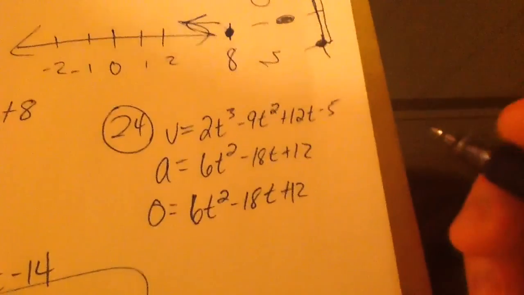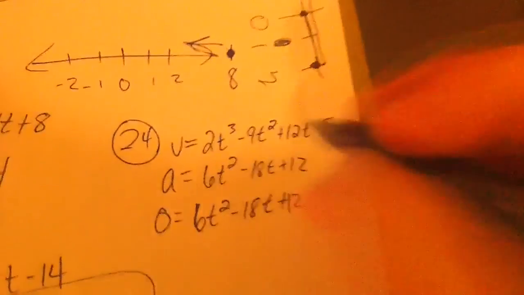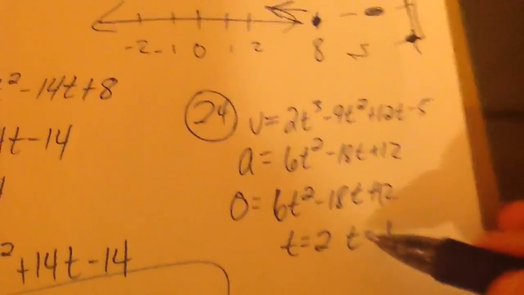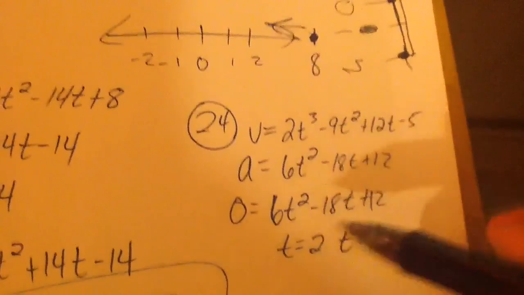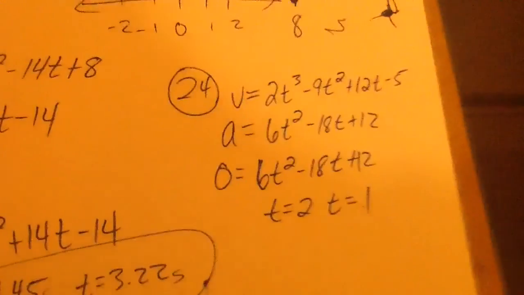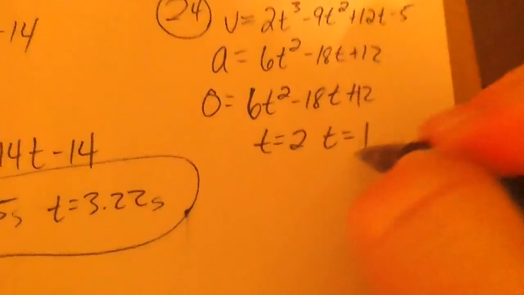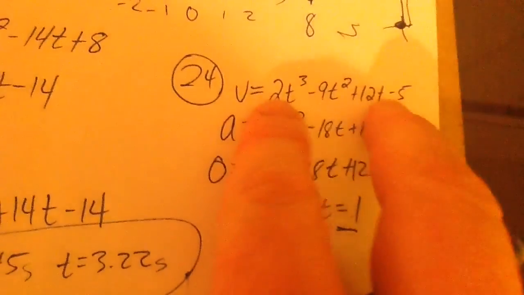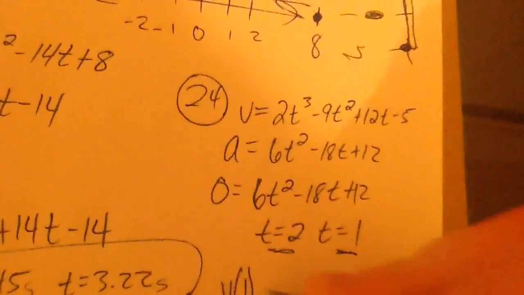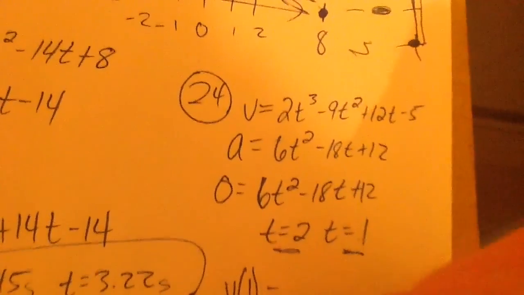But for the sake of time, I think the answers were t equals 2 and t equals 1. So however you did it, you get those for your time. That tells you that the acceleration at 1 second is 0 and the acceleration at 2 seconds is 0. So the question is, find the speed at those times. Well, now you're just going to take these two times and plug them back into your velocity equation. So the v of 1 and v of 2.